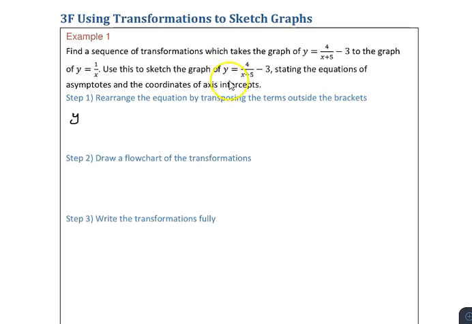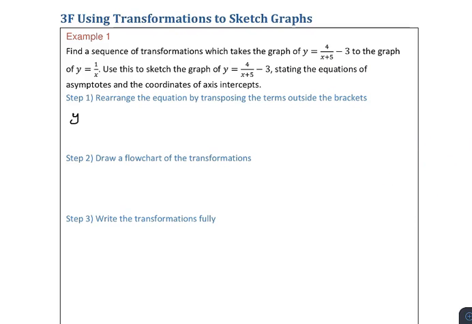First thing to note is that this function is an example of a hyperbola. No square on the bottom means a hyperbola, not a truncus. So it's going to be something that starts at the top, finishes down here, and starts at the bottom and finishes down here. It's going to be something like that.